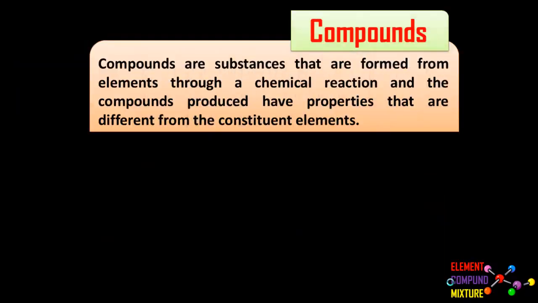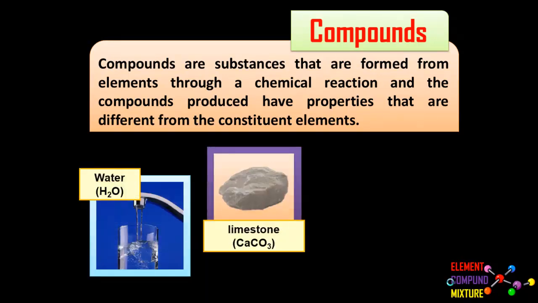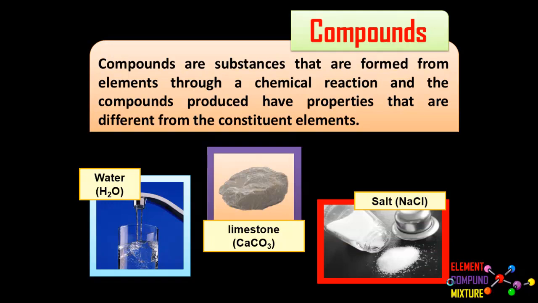Compound. Compounds are substances that are formed from elements through a chemical reaction, and the compound produced has properties that are different from the constituent elements, like water, limestone, and salt. Water is from hydrogen and oxygen. Hydrogen is gas, oxygen is gas, but water is liquid.